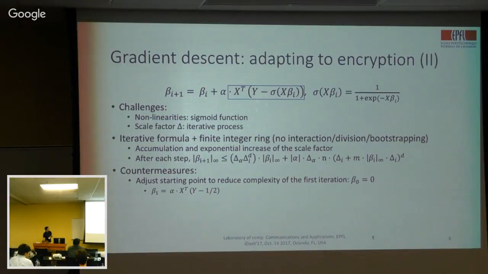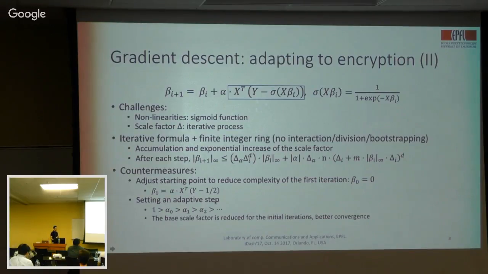So we apply a starting point of zero, so that the first iteration is very, very simple. And then secondly, we apply an adaptive step. The step is this coefficient here that is applied for each iteration. It becomes adaptive, which means that it increases as we increase the number of iterations we perform. And therefore, the first steps don't need such a high precision. So we are again reducing the scale factor of the first iterations compared to the ones that are carried out with higher precision in the next iterations.